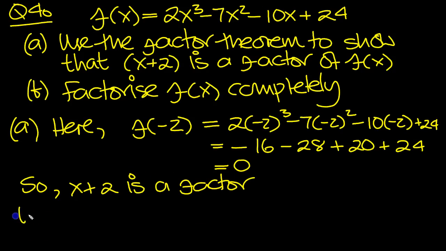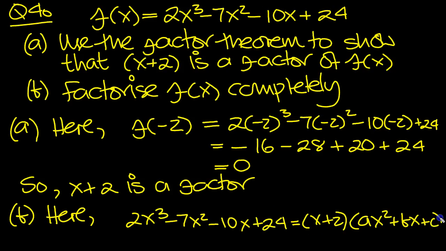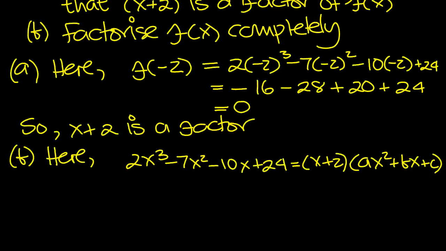Now part B here. So we've got our cubic equation then, 2x cubed minus 7x squared minus 10x plus 24 is equal to, well, this is a factor, so we can take it outside in a bracket. And then we don't know what the other terms are, but we know it's a quadratic, don't we? Because the highest term is cubed. So it's ax squared plus bx plus c. We need to find a, b, and c.